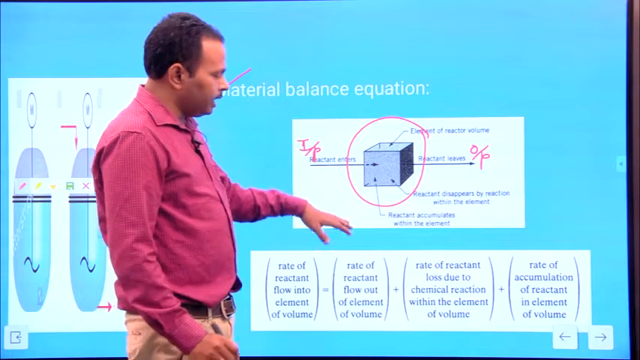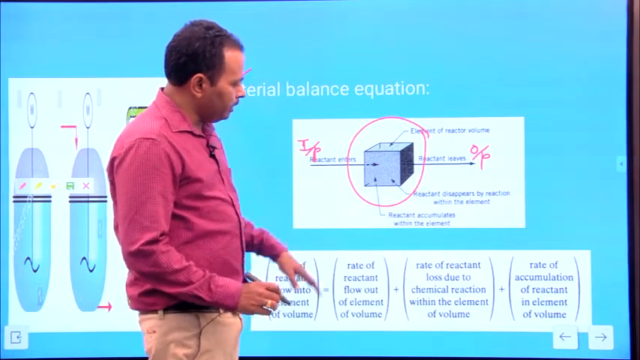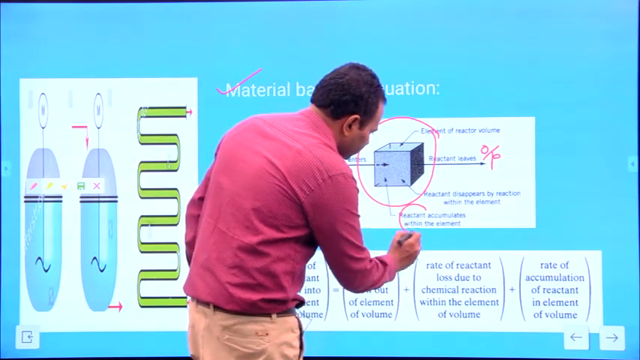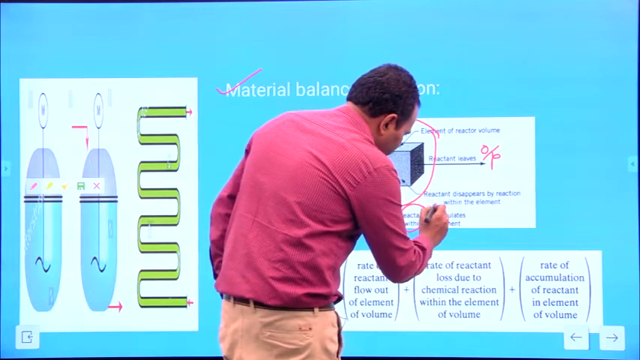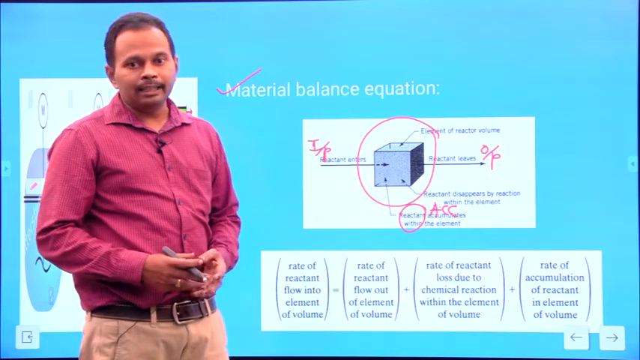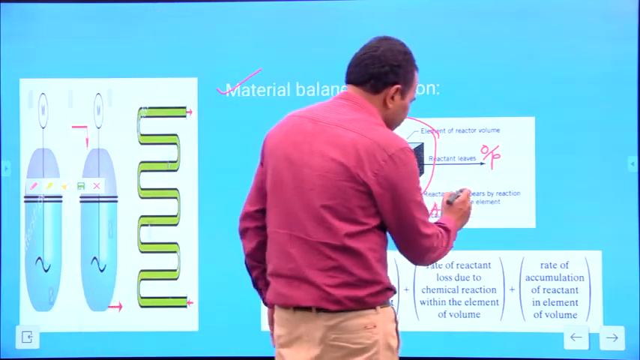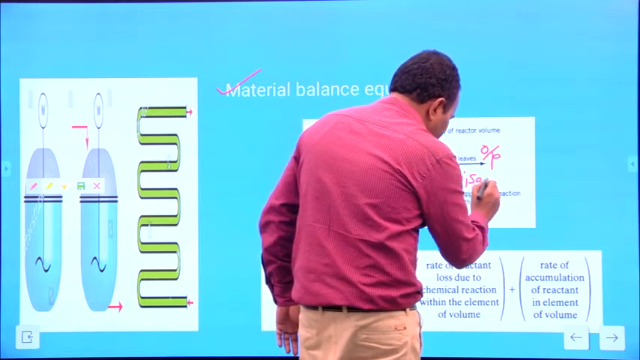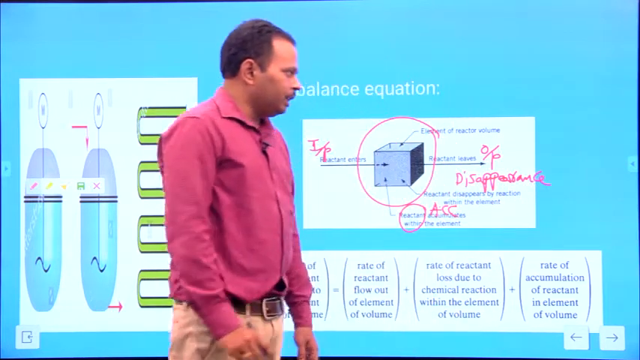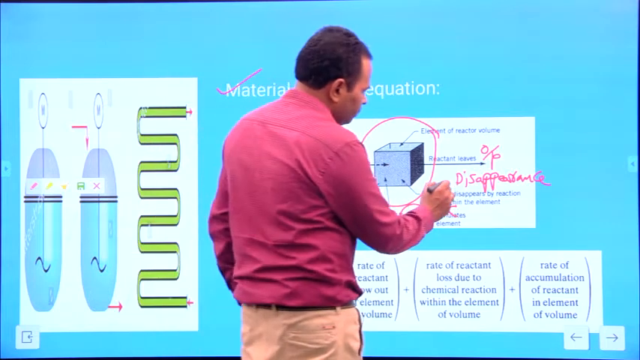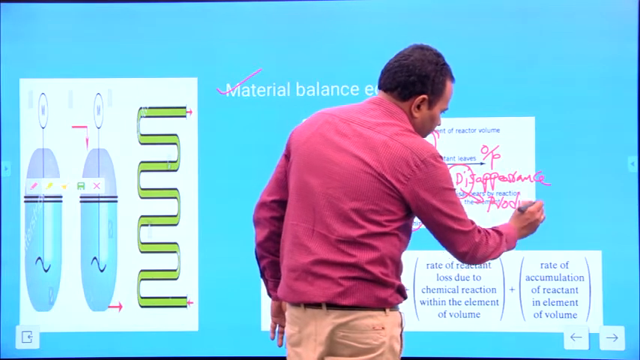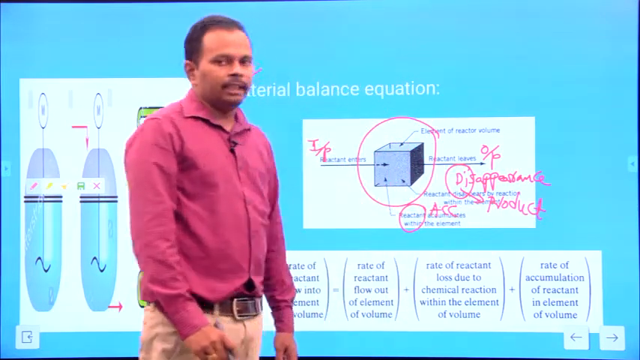Within the cubical volume element, some amount of the reactant accumulates during the reaction, that is the accumulation. And some reactant gets converted to the product, that is the rate of disappearance of the reactant. So within the reactor we can have the disappearance of the reactant due to chemical reaction, which converts to the product, and during the reaction some amount of the reactant accumulates within the reactor.